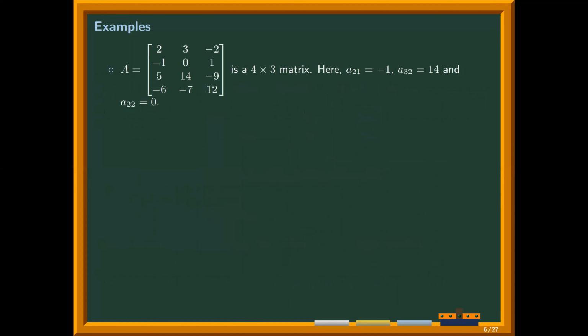Let's look at some examples. For our first example, we have A, which is a 4 by 3 matrix. The 2-1 entry, which is the entry in the second row, first column, is negative 1. The 3-2 entry, which is the entry in the third row, second column, is 14. And the entry a 2-2, which is the entry in the second row, second column, is 0.